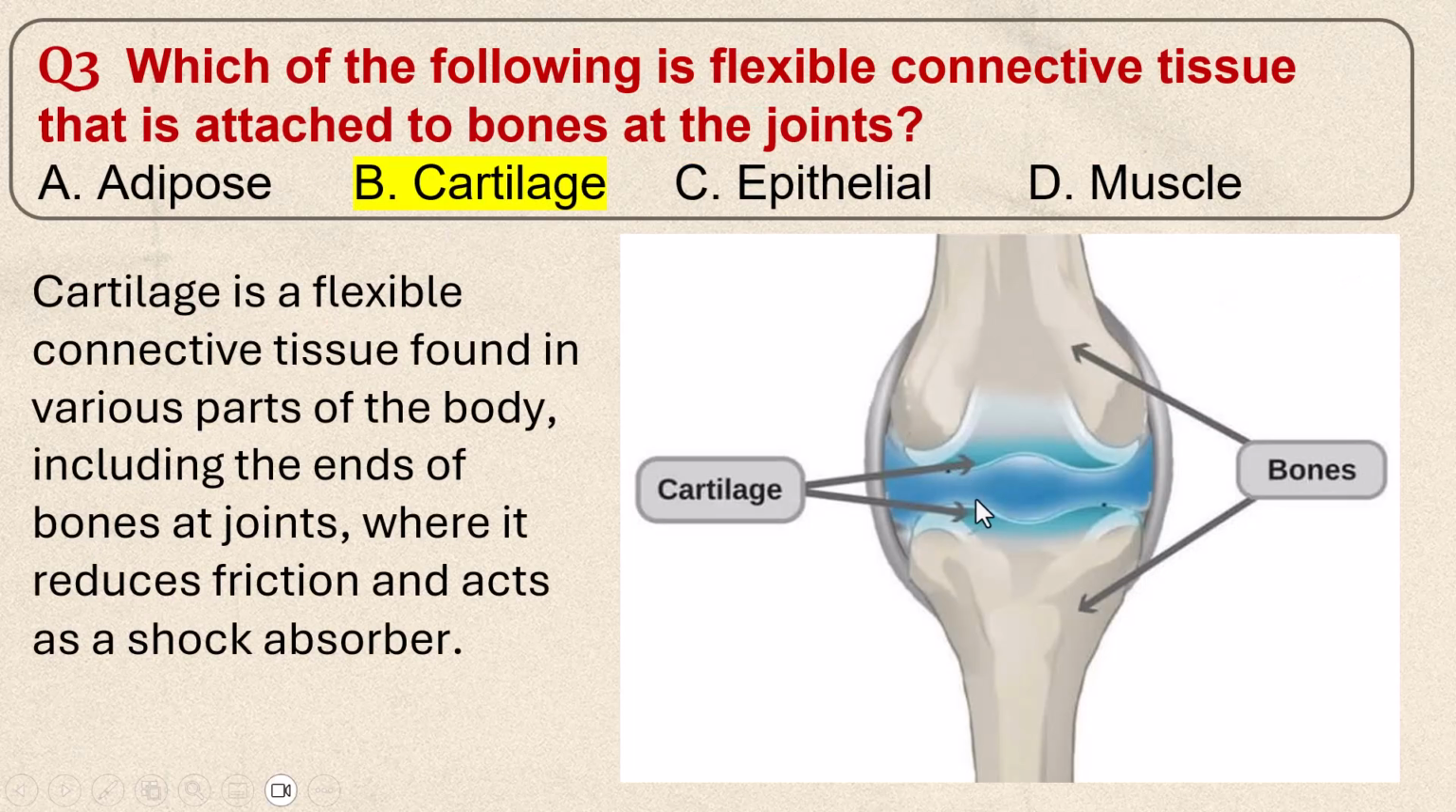Cartilage. The cartilage is a flexible connective tissue found in various parts of the body, including the ends of bones and at joints, where it reduces the friction and acts as a shock absorber. You can see here in the picture.